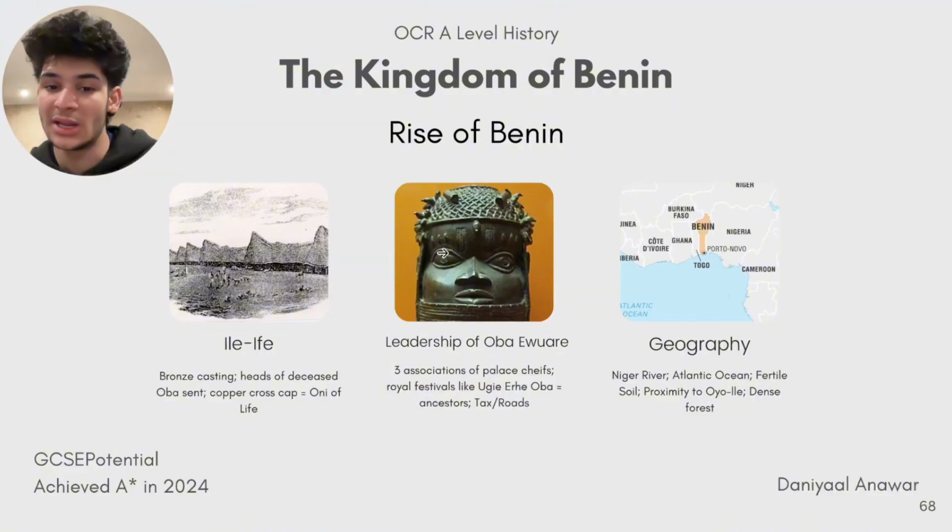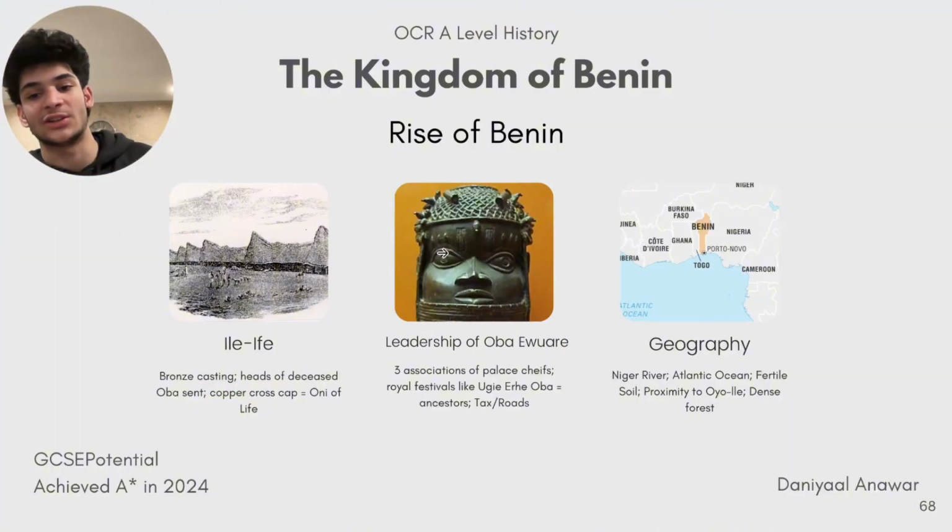Yeah, important. Number 2, leadership of Oba Uwere. He was like the main bloke. He did quite a lot of stuff. He established 3 associations of palace chiefs. These were just 3 different groups which were helping to lead, I guess. There were royal festivals like Igue, and that was for ancestors. So that was one of the things he introduced. And he also did a tax scheme. He introduced taxes which he used to pay for roads which were built to allow easier transport for trade. So he did quite a lot of stuff.